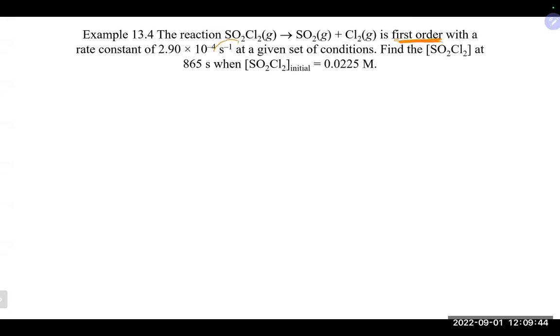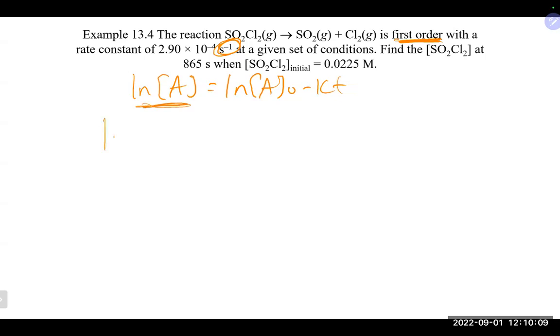So if we needed to, we could look at the units associated there. And again, that tells us we should be using our first order formulas here. So we have our first order formula, which again would be the natural log of A is equal to the natural log of A naught minus kt. In this particular case, we're actually looking for our final concentration, which would be this side.